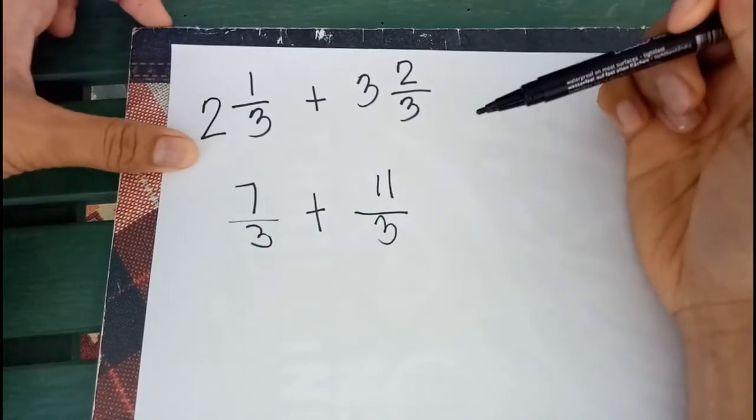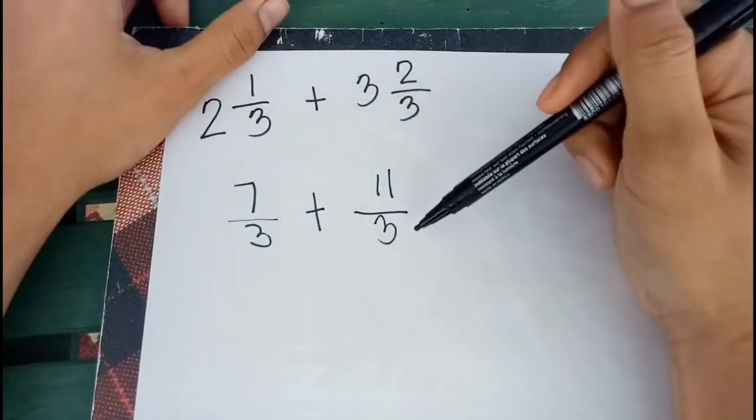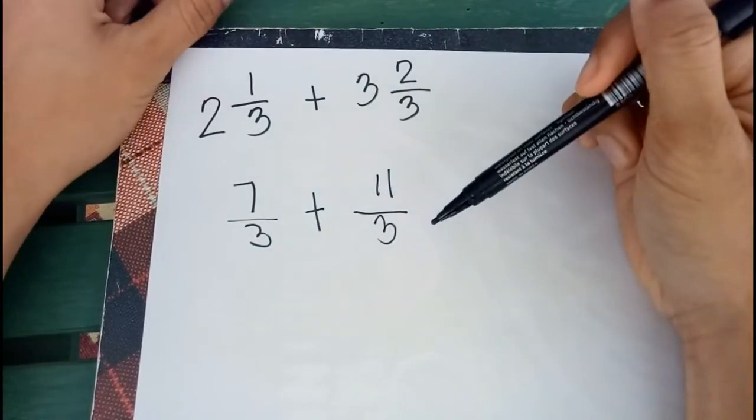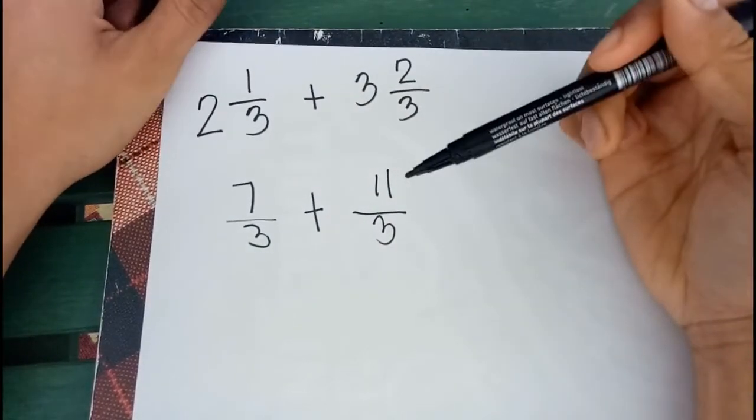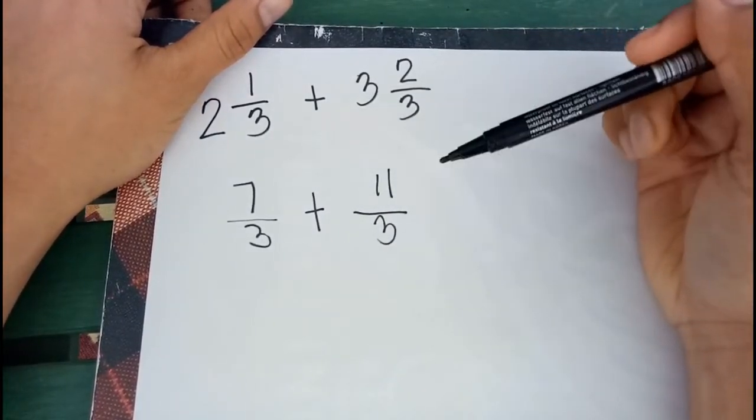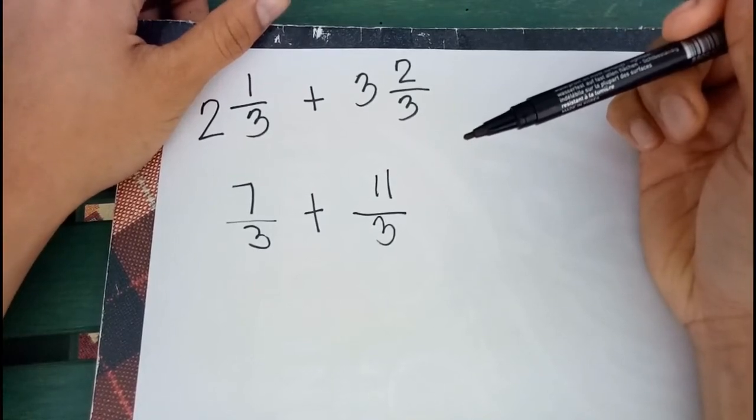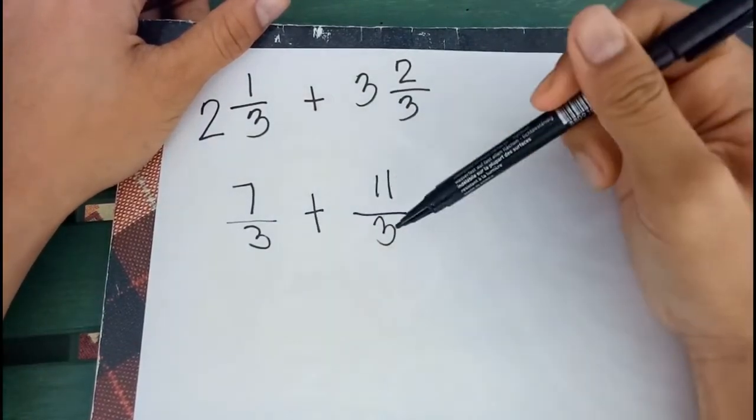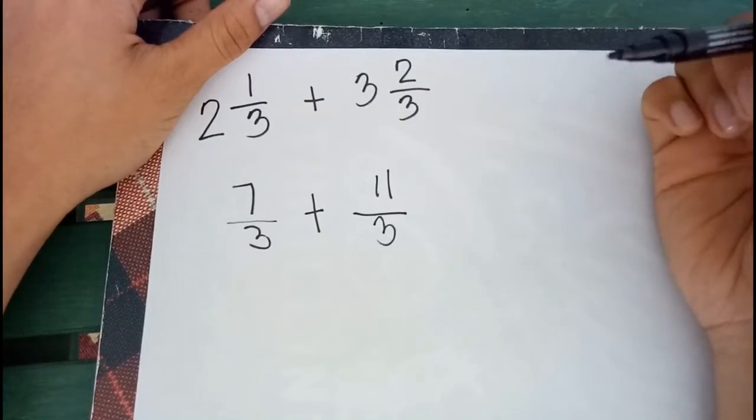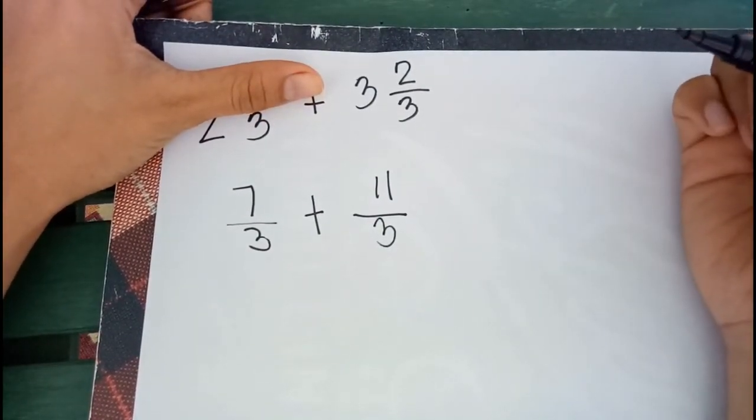Now for this step, we have to skip step number 2 because we already have the same denominator. We don't need to look for the same denominator. We don't have to use the crisscross method. We don't have to use the times table to get the least common denominator because they already have the same denominator. So you are going to proceed to step 3.